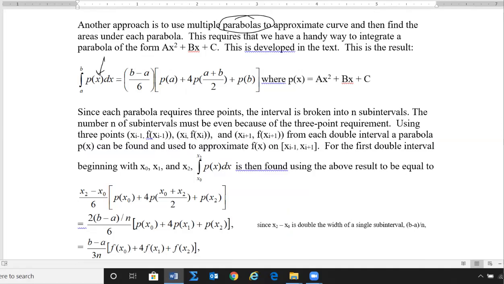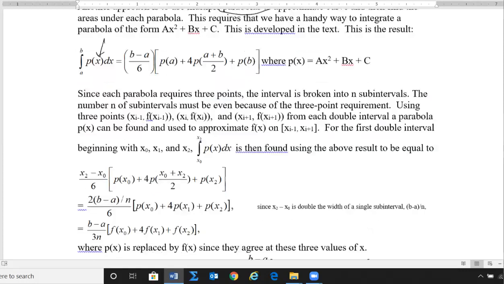But suffice it to say, we need 3 points for each parabola. That means we need 2 subintervals to get that. So we'll be using the endpoints of each subinterval. And that means we need an even number of subintervals. N must be even to use Simpson's rule, this parabola technique. It's going to be called Simpson's rule.